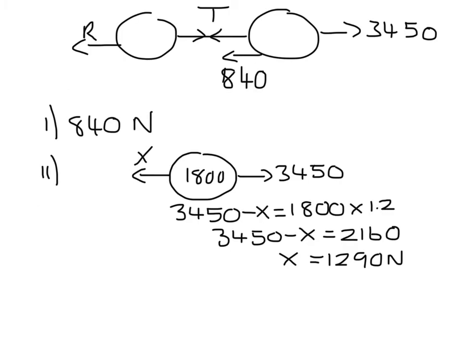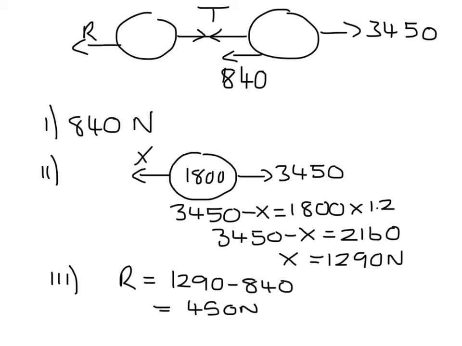If the total resistance is 1,290 and the resistance in the car is 840, then the resistance in the trailer will be 1,290 minus 840, which gives us 450 newtons.